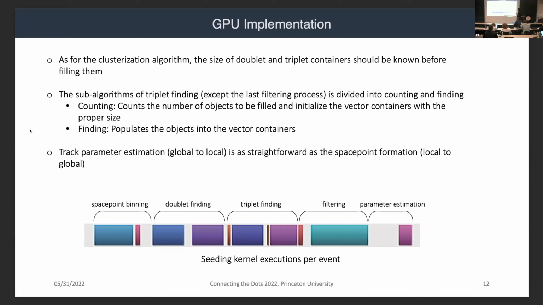So during the counting, we count the number of the objects, such as the number of the doublets or triplets. And then once we count the number of the objects, we initialize the vector containers with the proper size. And once we have the vector, we populate the objects into the vector containers. And once we do that for the triplets, we just run the parameter estimation, which is quite straightforward because it's just a one-to-one correspondence.